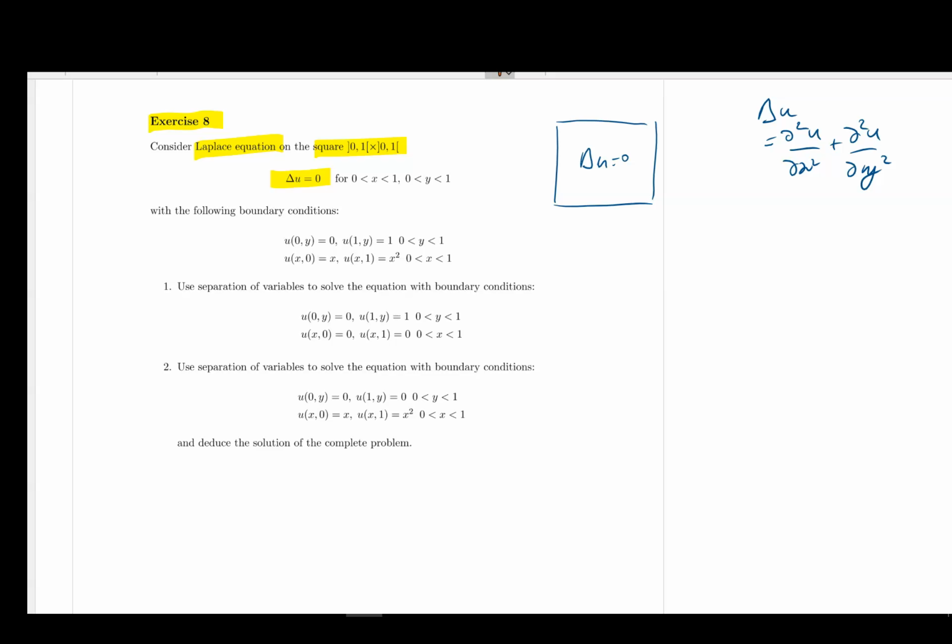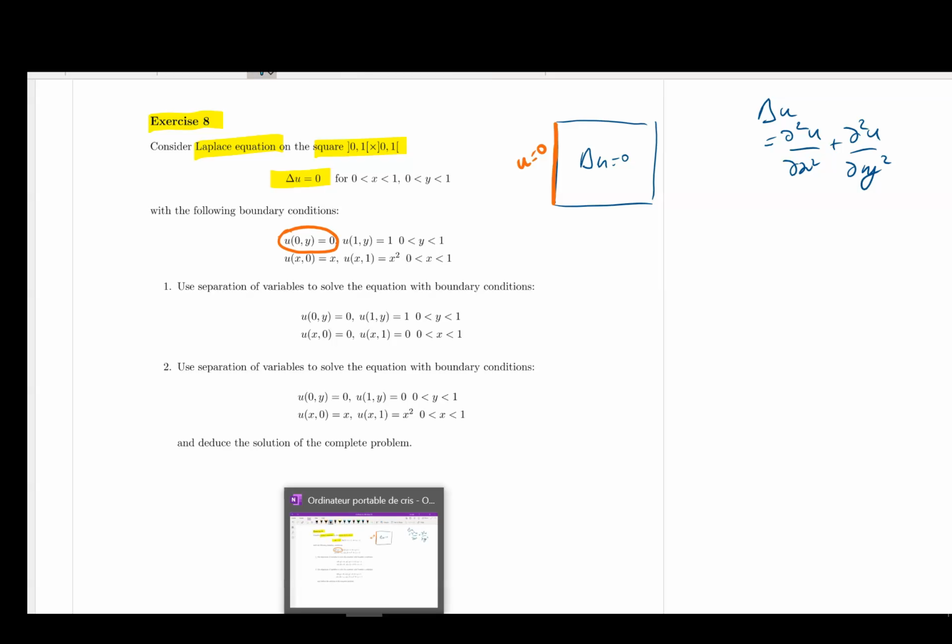So let's see them one at a time. First one, u of 0,y is equal to 0. U of 0,y means that side. Okay, so I have the usual x horizontal and y vertical. U of 0,y is equal to 0, so that means u is equal to 0 constantly on that border. On this other side, u of 1,y, that's exactly this one. When x is equal to 1 and y goes from 0 to 1, I keep my u value at 1.